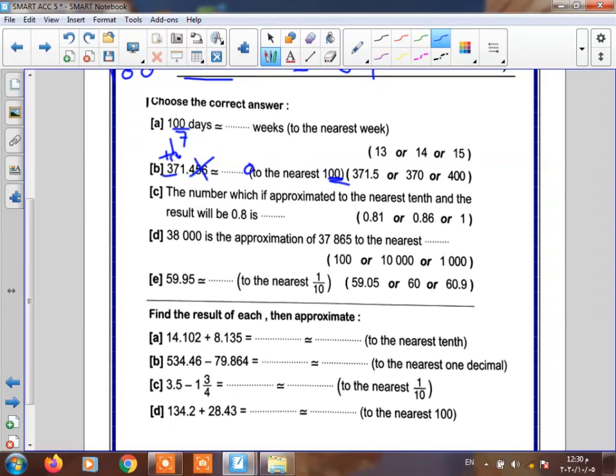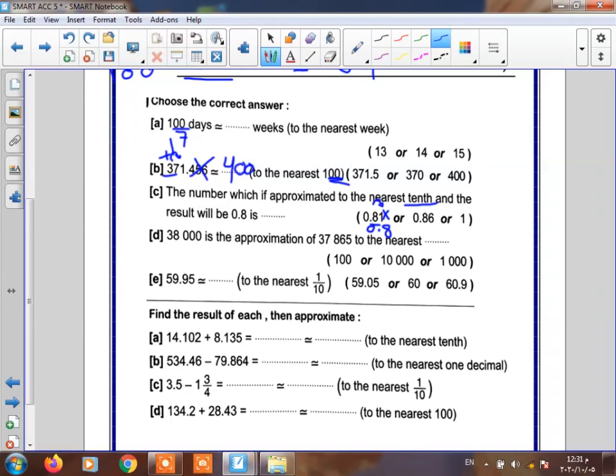1 becomes 0, 7 becomes 0, 3 plus 1 equals 4. The number which is approximated to the nearest tenth, and the result will be 0.8. So here I have 0.81, 0.86, and 1. Which one of these answers, if we make it approximate to the nearest tenth, gives 0.8? Let's see. Here I have this 8. Look at the number before it, 1. 1 don't give anything. You cancel 1 and it will be 0.8. So here I find it from the first one.